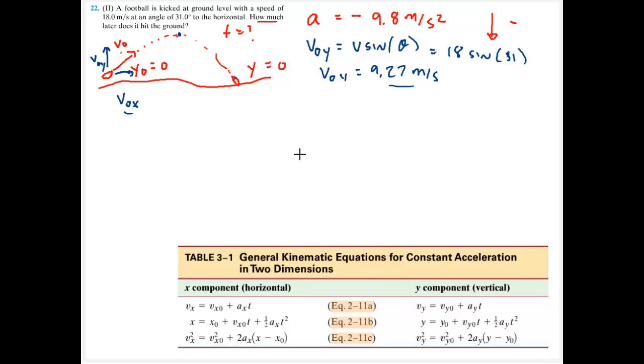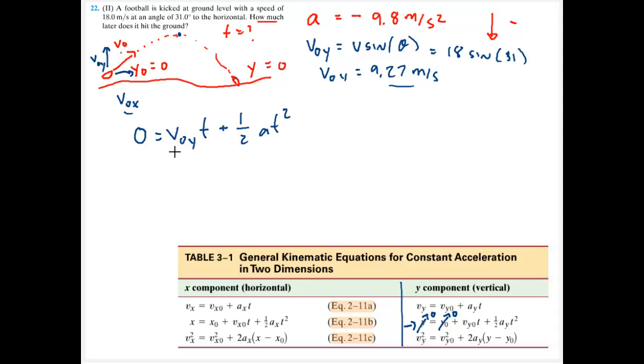So I go down here and take a look at my equations for the y direction. I'm looking for time, so this is the equation that I most likely want to use. I know that y is going to be equal to 0, and I know that y0 is going to be equal to 0. So what I'm left with is 0 is equal to v0y multiplied by time plus 1/2 acceleration times time squared.